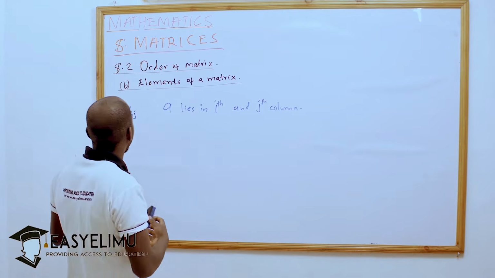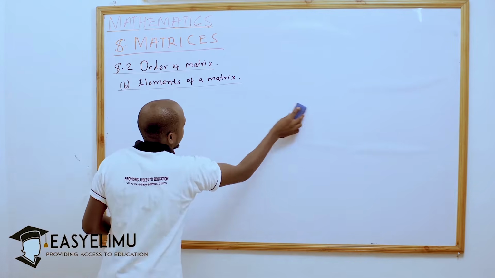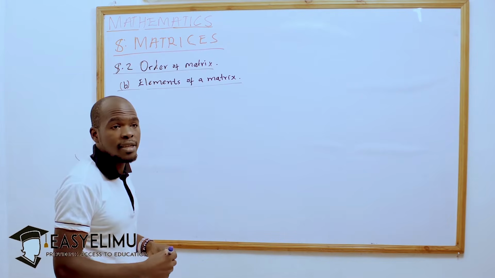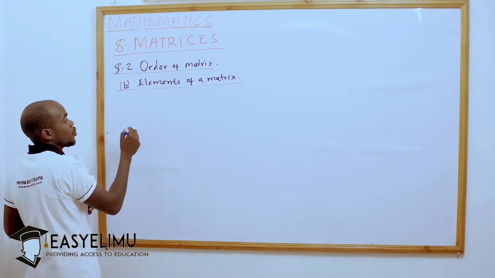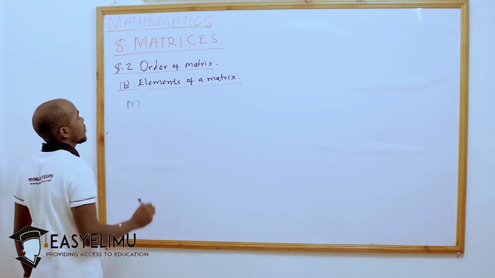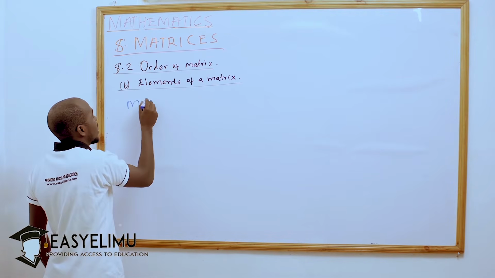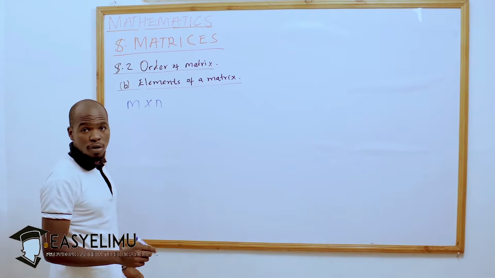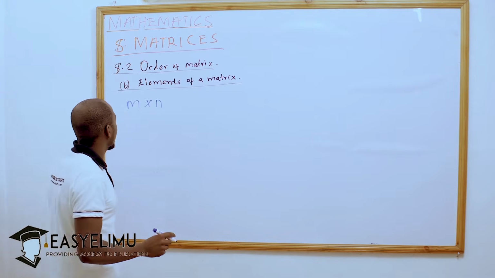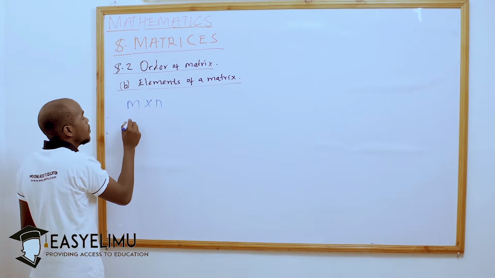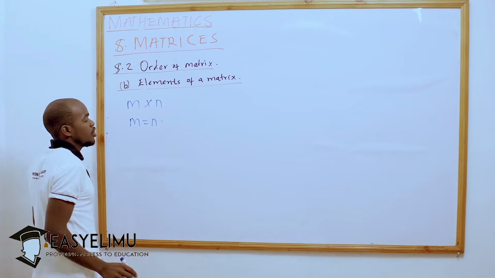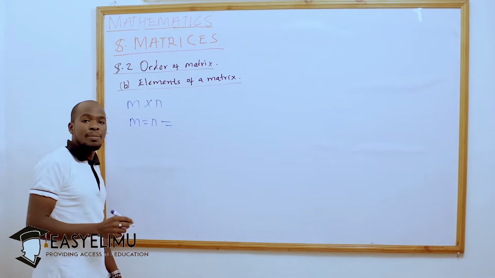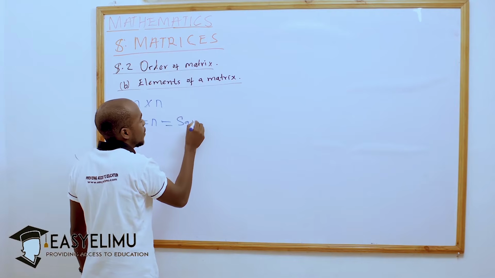And we can see that if you have a matrix, the number of rows is represented by letter M and the number of columns is represented by N. So if you have M equal to N, you will find out that the matrix forms a square matrix.